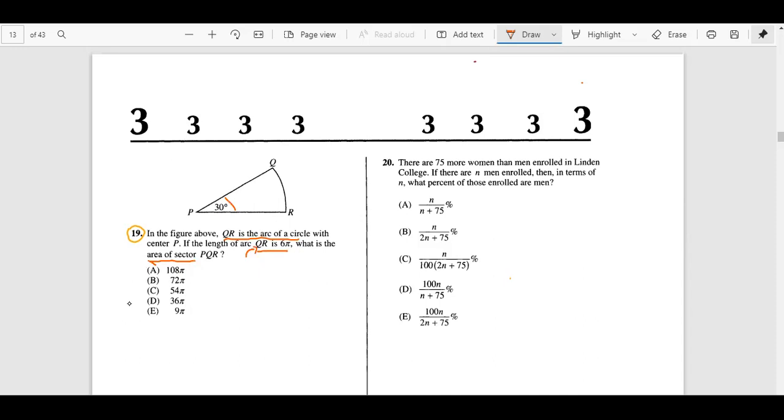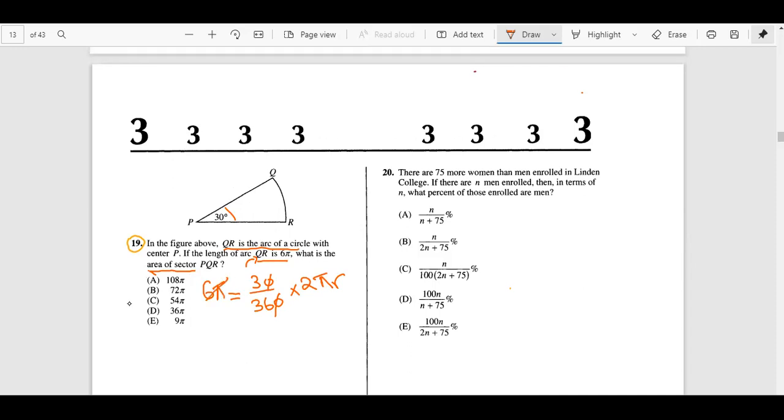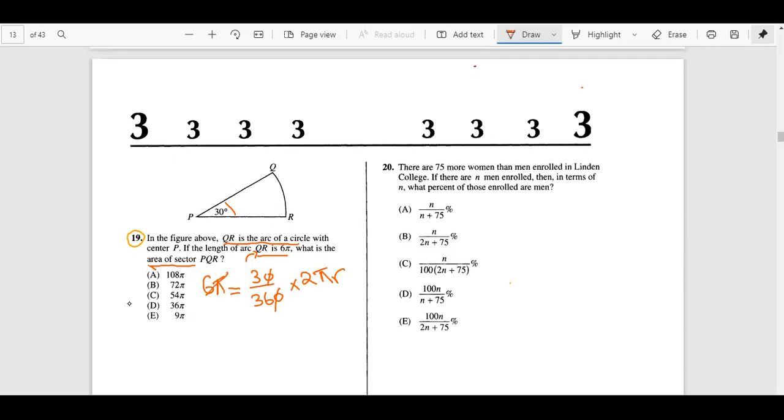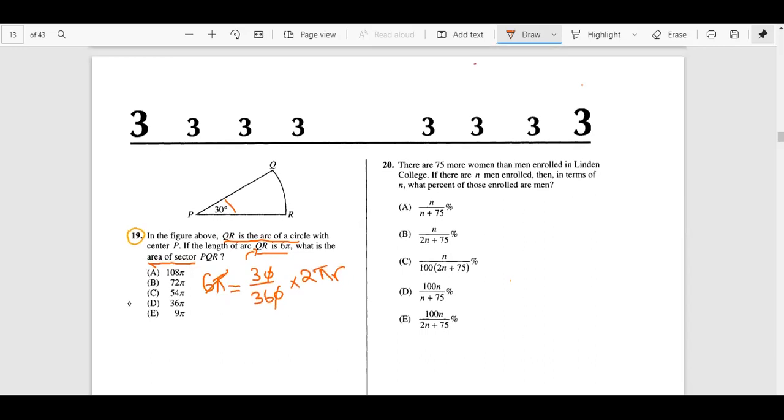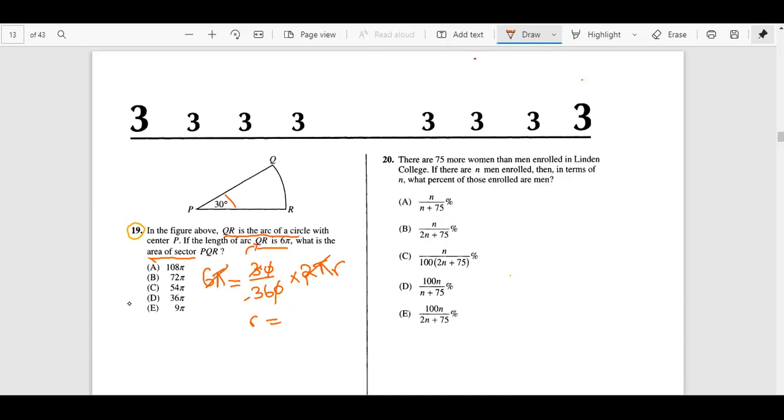So the formula for finding arc length is the central angle, that is 30, divided by 360, since this angle is in degrees, into 2 pi r. Okay, so 0 and 0 can be cancelled, and this is basically equal to 6 pi, right? So we can simply cancel 6 pi by 3 and 2 pi. So we are left with r equals, this 36 can be taken to the other side. So we will get r equals 36.